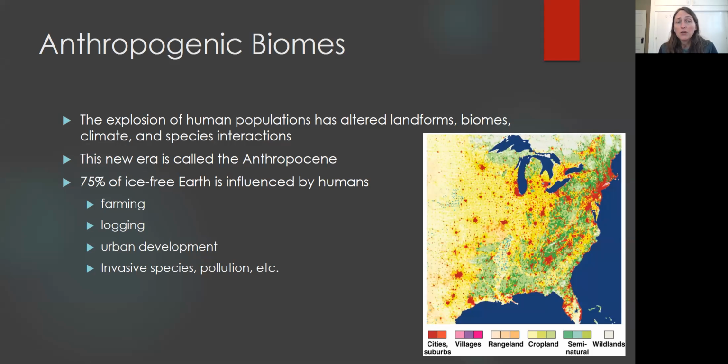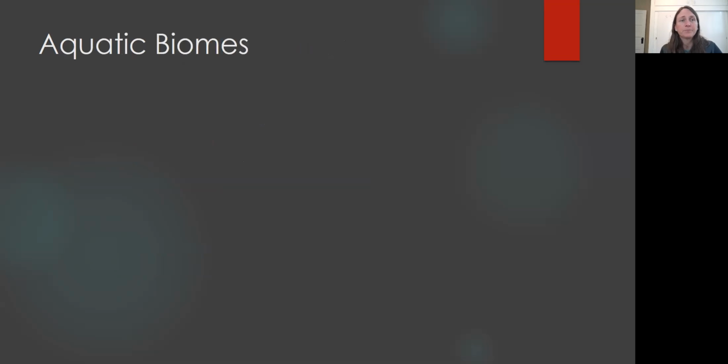75% of the ice-free Earth is influenced by humans, and we do this through farming, through logging, through urban development, invasive species, and pollution. You can see here a picture of the eastern United States, and the different colors represent different anthropogenic biomes, things like cities, villages, rangelands, croplands, some semi-natural areas, and very few wildlands.